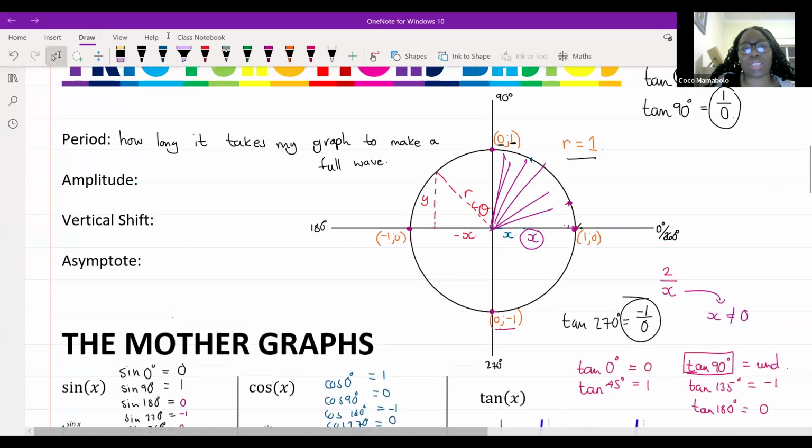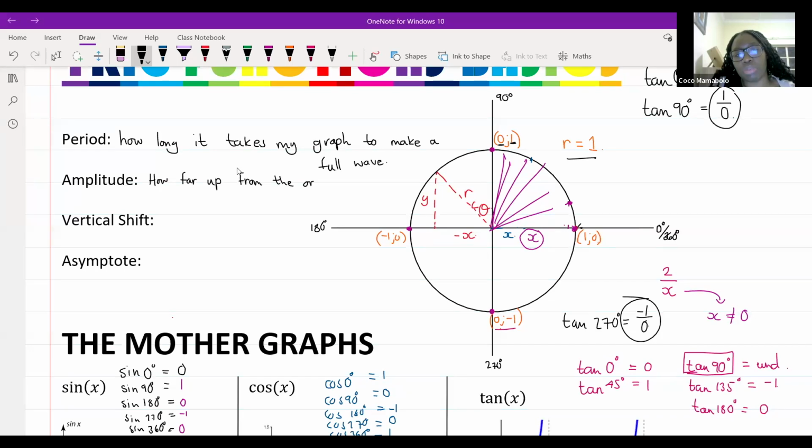Okay, so these are things we need to know, grade 10s. Please make sure that you're writing them down. It's very, very important. Okay, the amplitude. The amplitude is how far up from the origin my graph goes. From the origin, and we'll speak about why ma'am says the origin specifically.